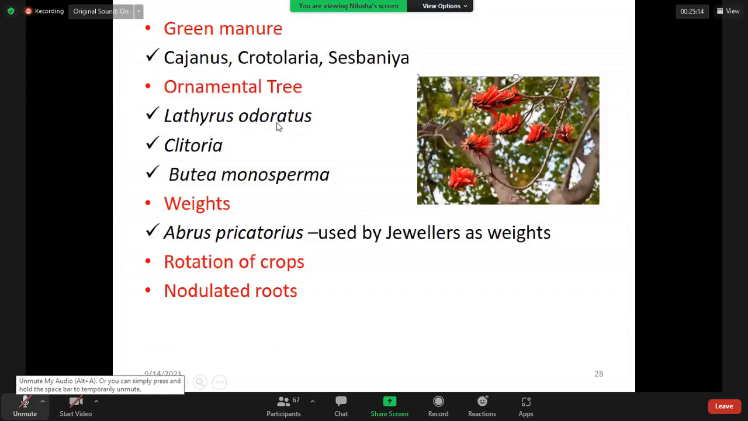And another one is Lathyrus odoratus. This one is also used as an ornamental. Abrus precatorius, that one we are using as weights and as jewellery.